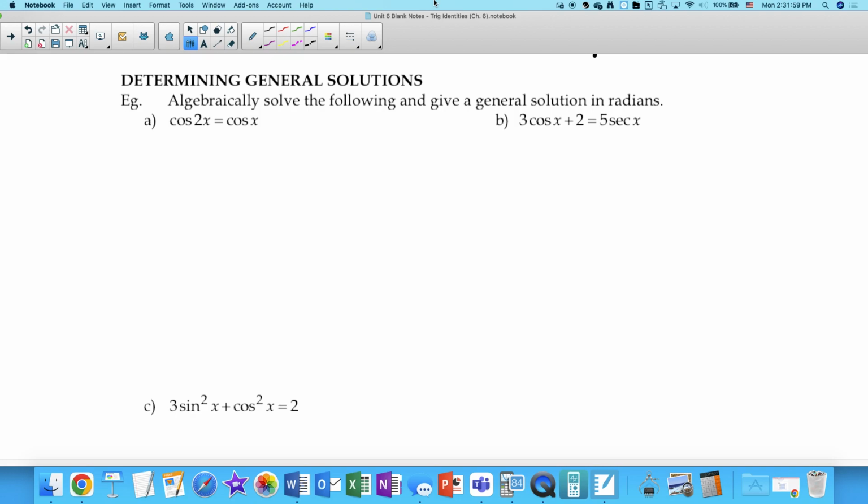Okay, so here we have a double angle. So with the identity for the double angle of a cosine, you have a couple of different versions that you can use, all based on the Pythagorean identity. Which one would you choose?